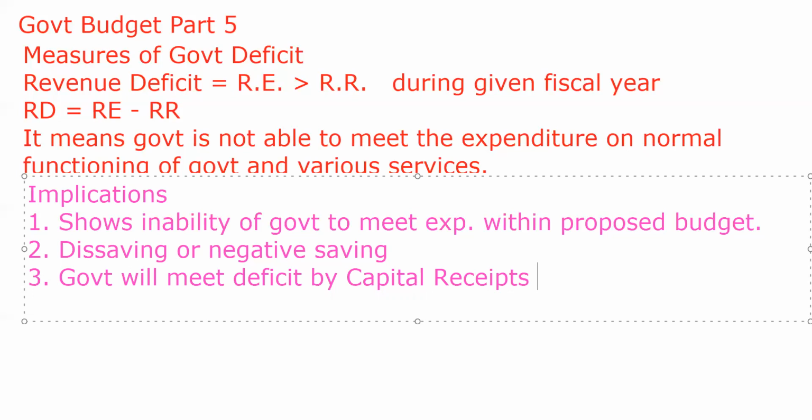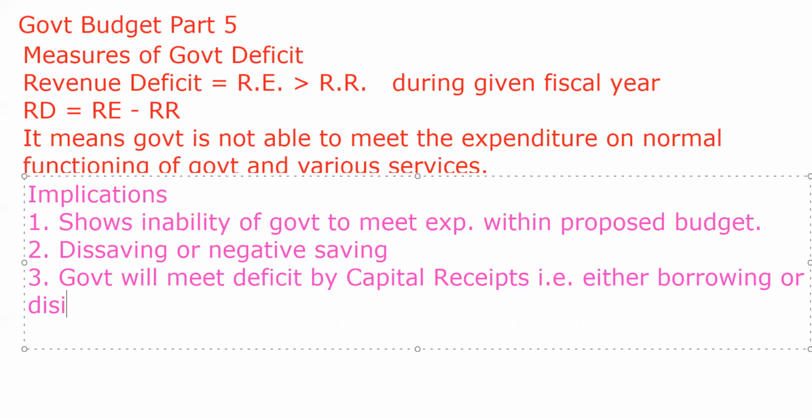Okay, it means either borrowings will take place, or disinvestment. We have already discussed all these things. I hope the things would be clear. Got it? It means revenue deficit either leads to an increase in the liability in the form of borrowings, or reduces the assets through the disinvestments.